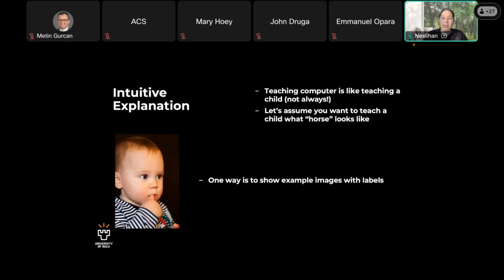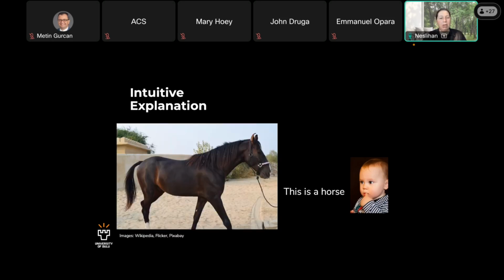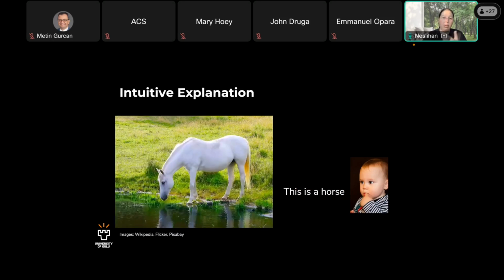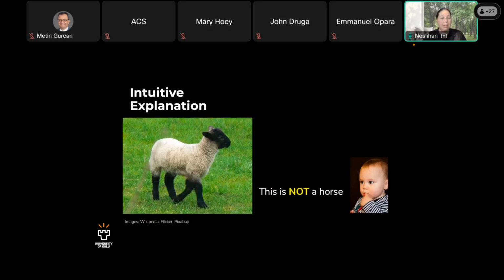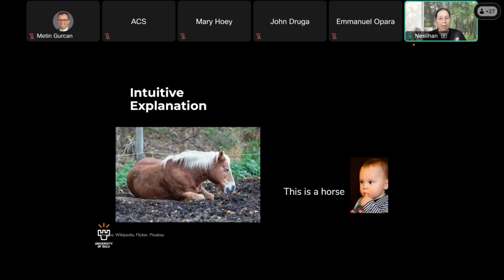I also have an intuitive explanation. Imagine teaching a child what a horse looks like. Teaching a computer is similar, but of course not always. One method is to show example images with labels. For example, this is a horse. The image is a sample of the horse class, and the word is its label. Let's continue showing samples to train the child. This is a horse. This is not a horse. Of course, we also need to show negative samples.